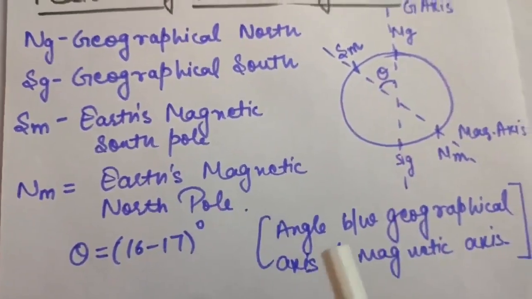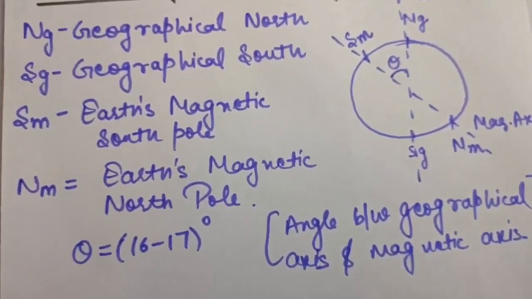Okay, so this is the angle between the geographical axis and the magnetic axis.